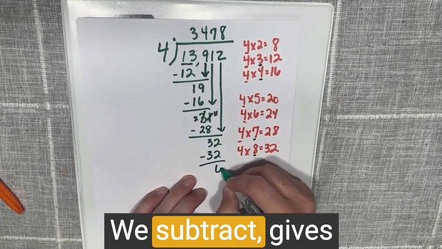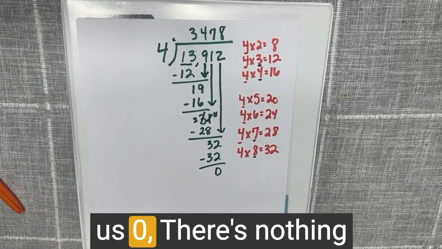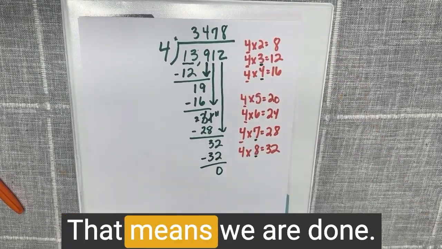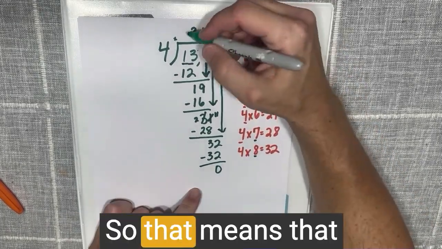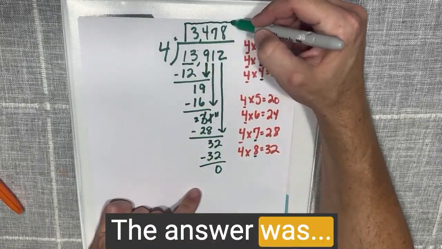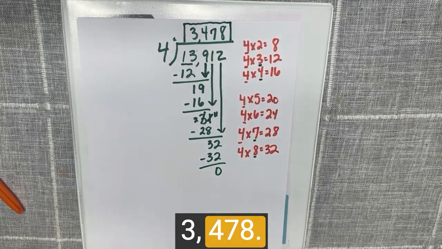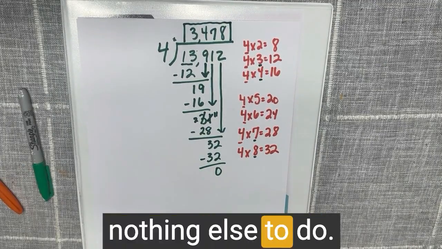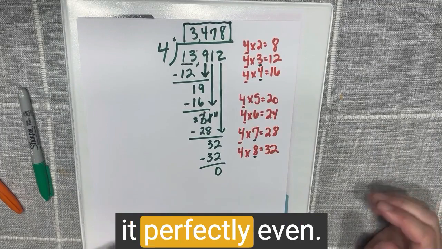We subtract, gives us 0. 32 minus 32 is 0. There's nothing else to bring down. That means we are done. So that means that 13,912 divided by 4, the answer was 3,478. And so there it is. And there's nothing else to do. There's no remainder. It actually went into it perfectly even.